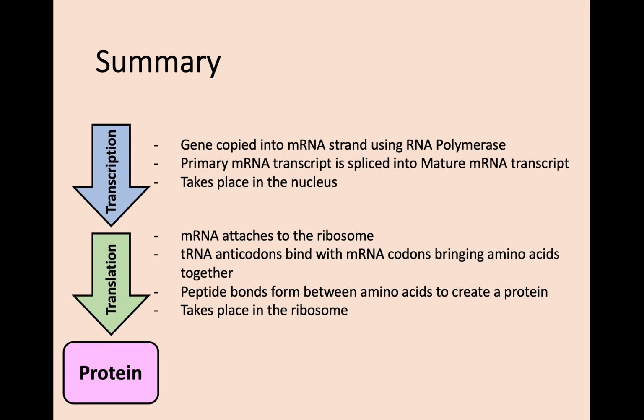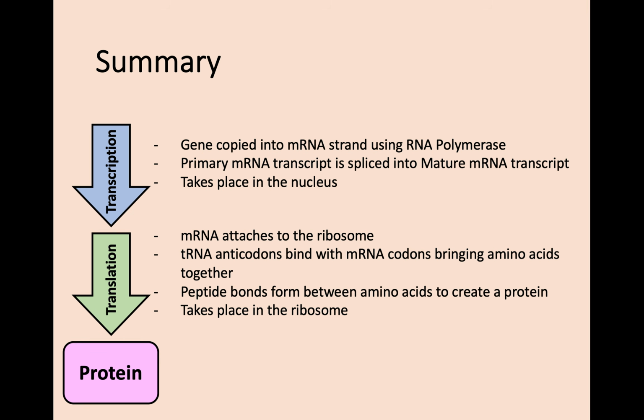In summary, because there is quite a lot in this key area, I'd like you to know the processes of transcription and translation in order to make a protein. So in transcription, the gene is copied into an mRNA strand using RNA polymerase. That primary mRNA transcript is then spliced by removing the introns into a mature mRNA transcript, and that takes place in the nucleus. In translation, the mature mRNA strand attaches to the ribosome.